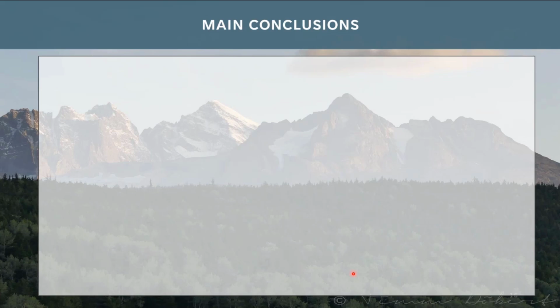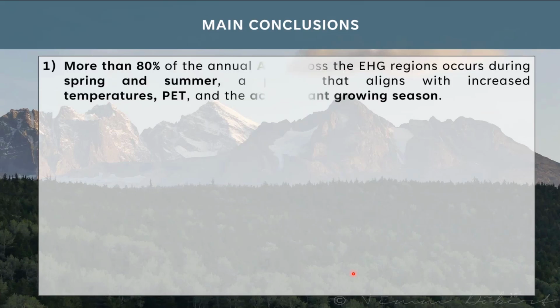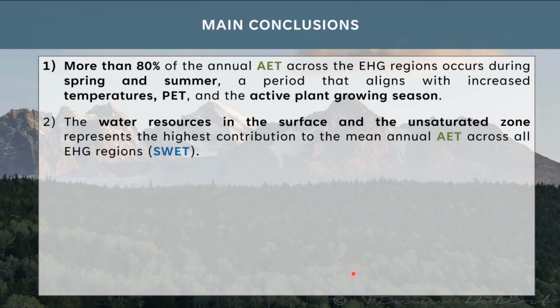So the main conclusion here is that more than 80% of the annual actual evapotranspiration across the ecohydrological regions occurs during spring and summer, and that is aligned with other studies as well. That also aligns with the increases in temperature, in potential evapotranspiration, and with the active plant growing season. And also, the water resources in the surface and the unsaturated zone, that is the surface water evapotranspiration, represent the highest contribution to the mean annual actual evapotranspiration across all the ecohydrological regions.